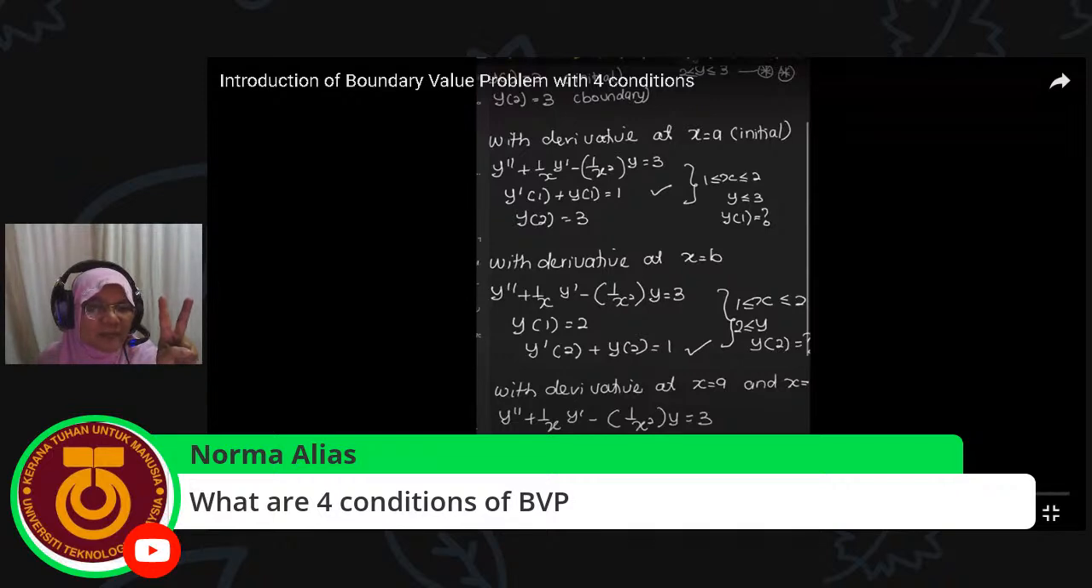The second is the same equation, y prime prime plus 1 over x, y prime minus 1 over x squared, y equal to 3, a boundary value problem. But one of the boundaries has a derivative, at x equal to b, the last boundary, the last corner. The third is you have a derivative when x equal to a, at the first corner. And the last condition is a derivative at both corners, when x equal to a and x equal to b, there is a derivative at the corners.